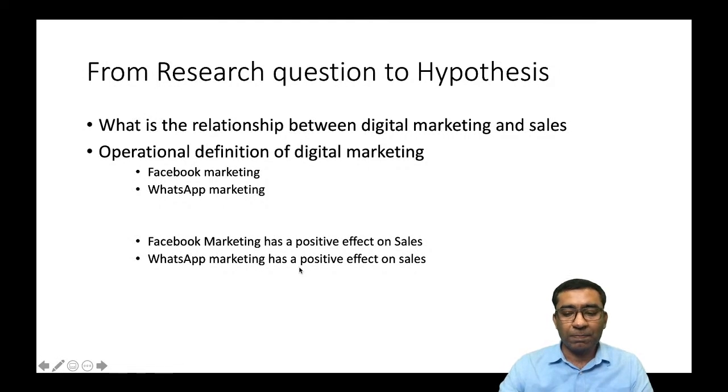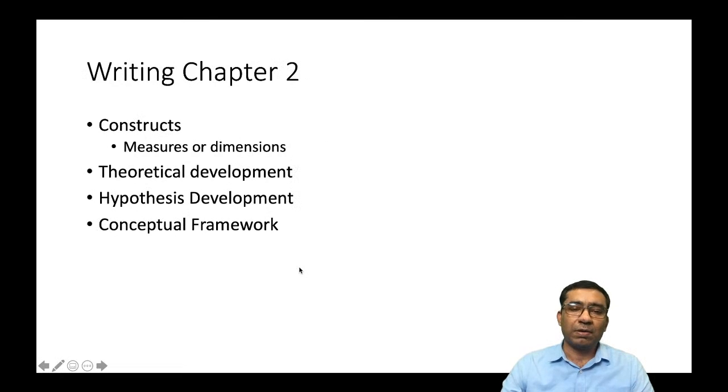Okay, now again let me just conclude. Our chapter 2 writing would be based on constructs first, then theoretical development, and then hypothesis development. You have to explain the relationship between each variable, that is hypothesis development, and finally you have to present the conceptual framework. And we know what a conceptual framework is: it is the graphical representation of your work.